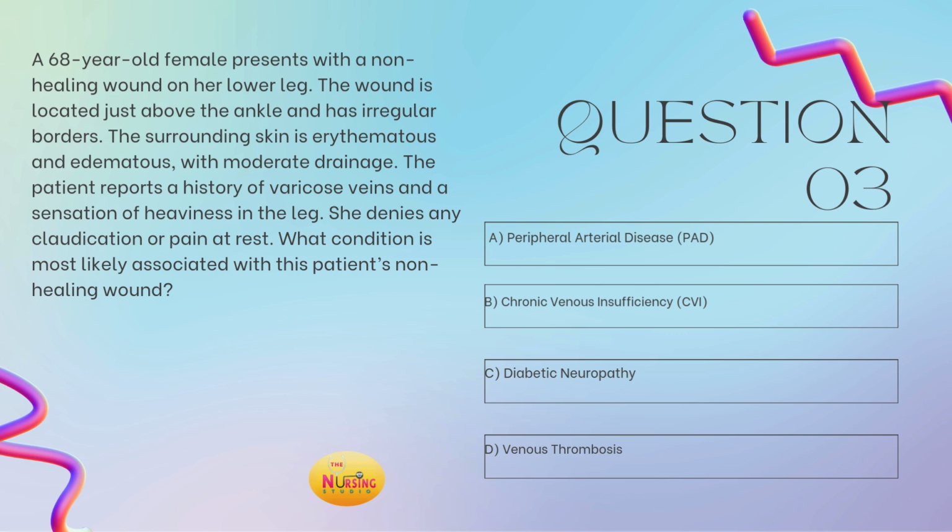What condition is most likely associated with this patient's non-healing wound? Is it A, PAD? Is it B, CVI? Is it C, diabetic neuropathy? Or is it D, venous thrombosis? Take a moment and tell me what you got in the comments, y'all.